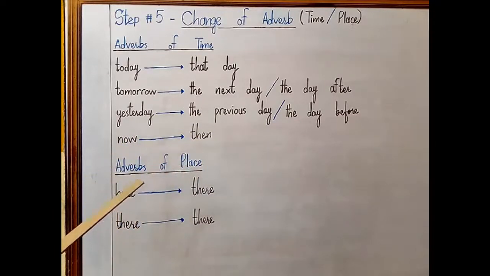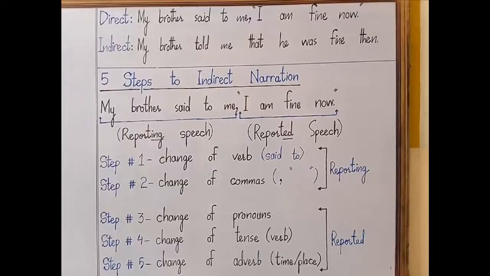Same for adverbs of place, we have two adverbs of place here. Here becomes there and there remains there, no change in there. I hope you have understood the change of adverb also. You can keep this image before you when you are practicing direct and indirect sentences. I'll take you back to the first lecture and the first image where we have all the 5 steps written before us. Here you are. 5 steps to indirect narration.